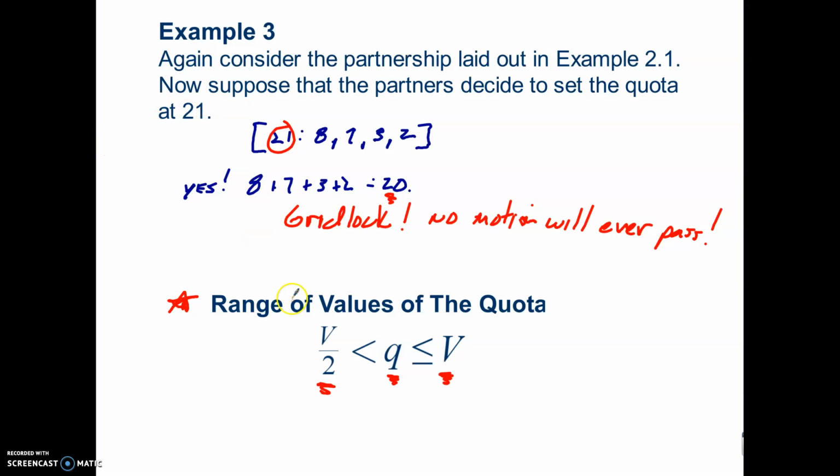When you're setting up a weighted voting system, make sure that your quota falls within this range. If it's less than a simple majority, you can have anarchy. And if it's greater than the total number of votes, you can have gridlock.